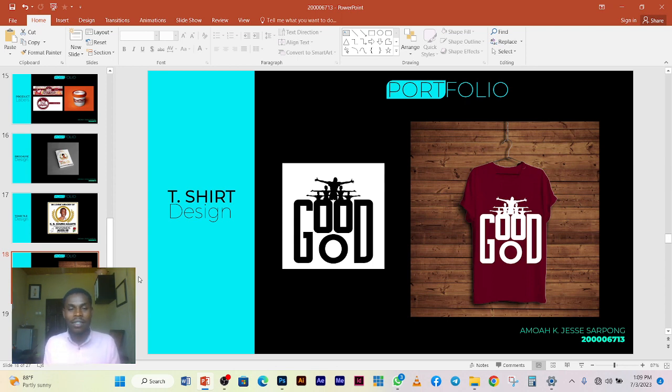So this was a Good God design that the client brought, but because the quality was so low, if we were to go ahead and print, it wouldn't look all that good. So I had to redesign it again and make sure I put it on a t-shirt for them in order to gain a feel of how the finished work is going to be.